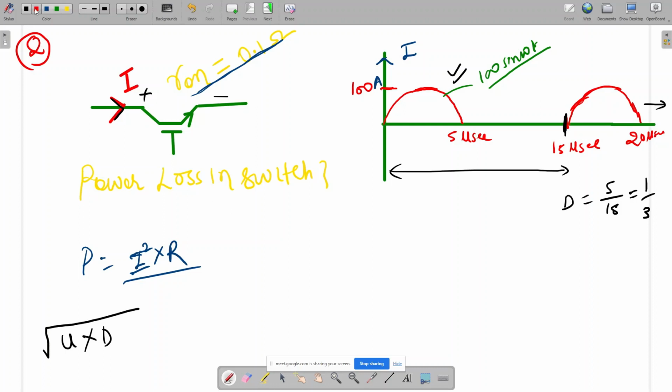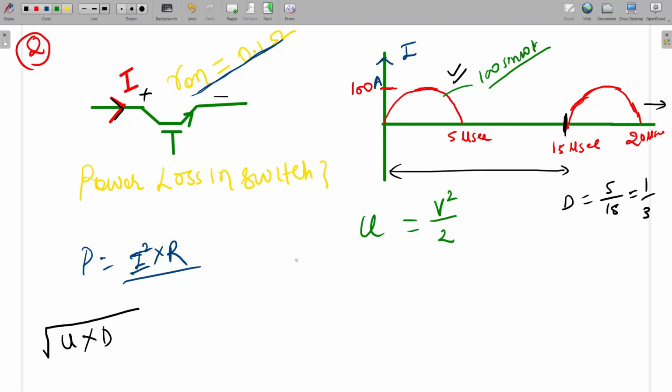Actually, the value of u for this kind of wave I will derive also. u will be the peak value divided by root 2. If this is V, then Vm by root 2; if this is I, then u will be the magnitude whole square by 2. This thing I'm going to derive. Let's say one waveform we are taking, with total time period T, and I'm taking 0 to t1. Let's say this is t1, and the waveform is Vm sine omega t.